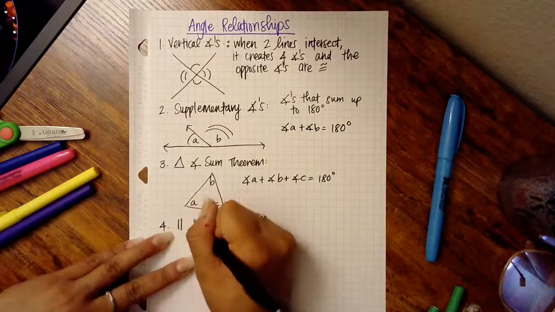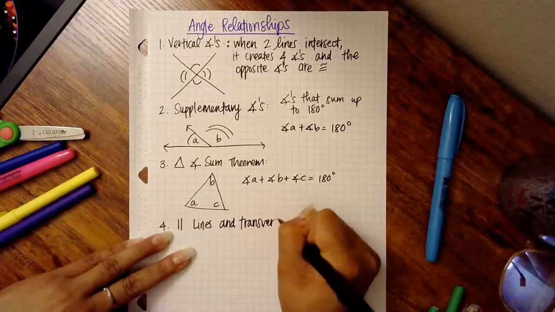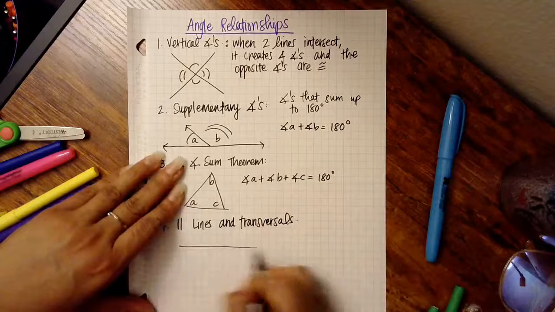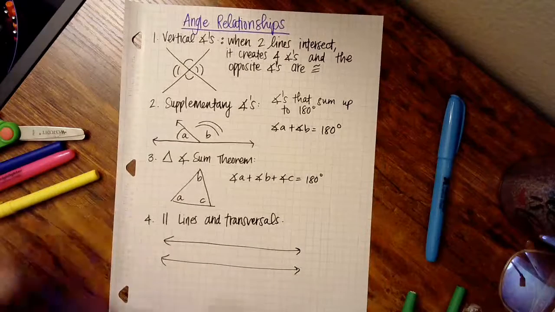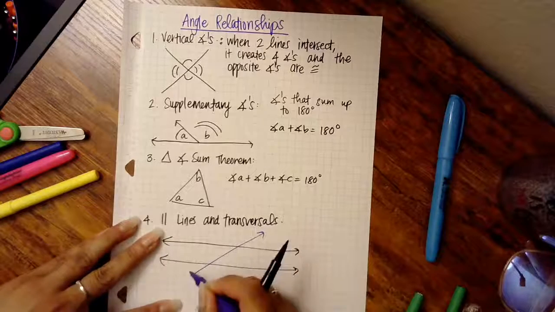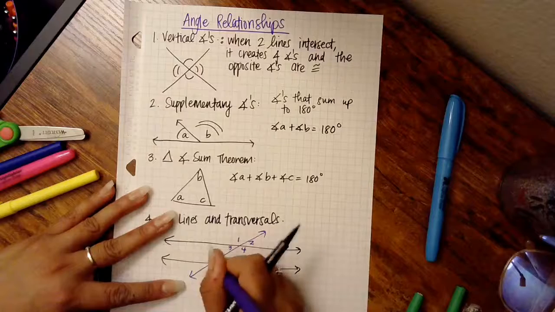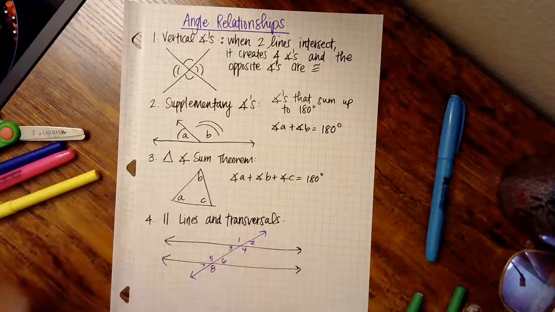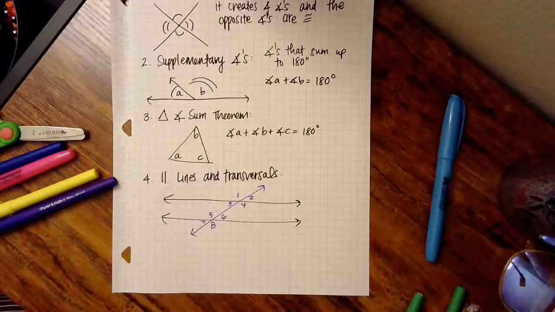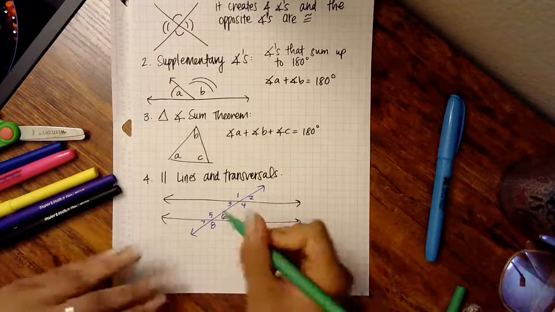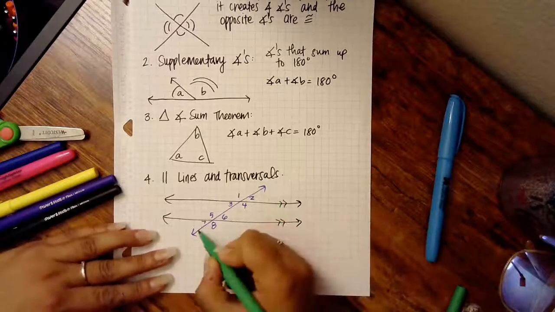And then the next thing I'm going to talk about is parallel lines and transversals. If I have two parallel lines and I cut them by a transversal, I'll cut the transversal in a different color. I now have angles 1, 2, 3, 4, 5, 6, 7, 8. There's a couple of angles that are congruent. Why? Because these lines are parallel and because they're being cut by the same line.